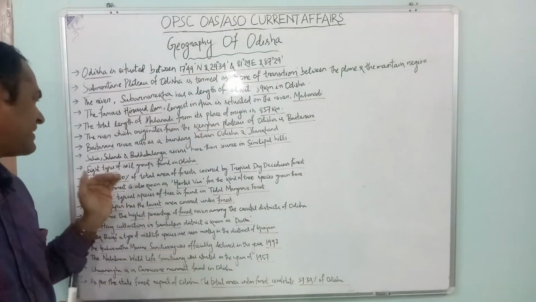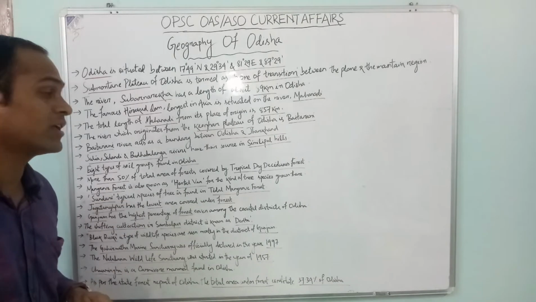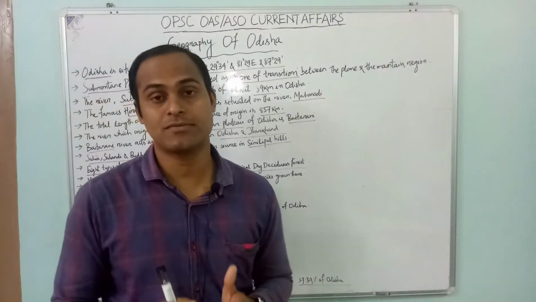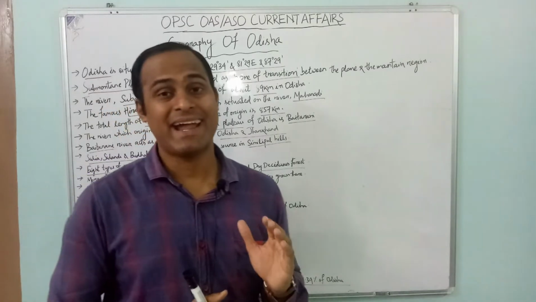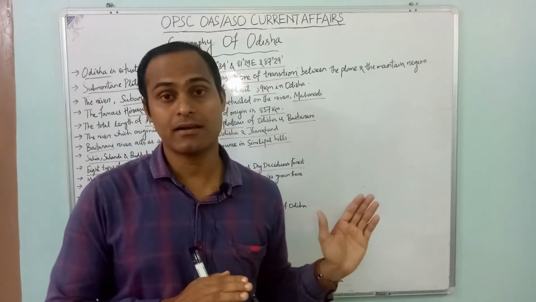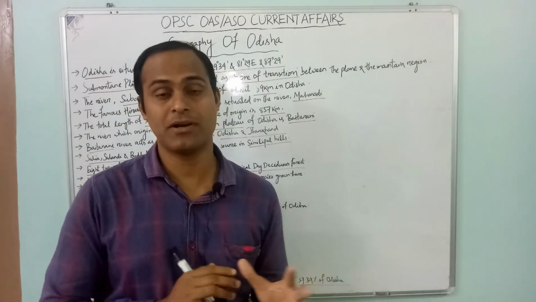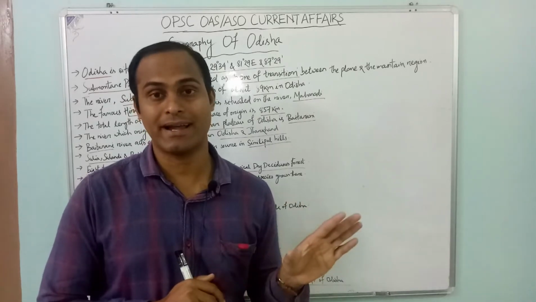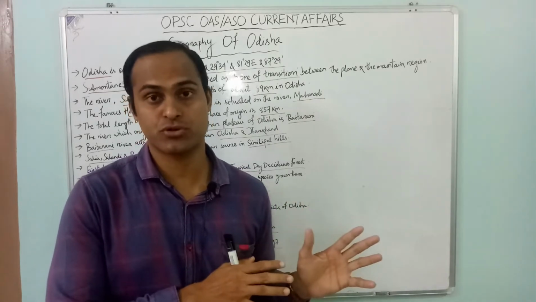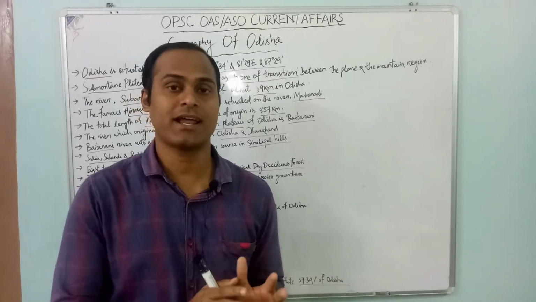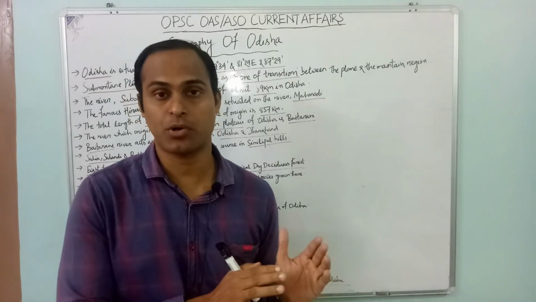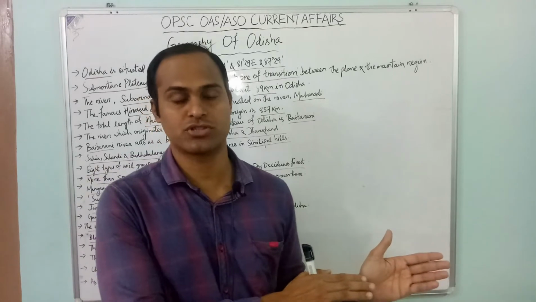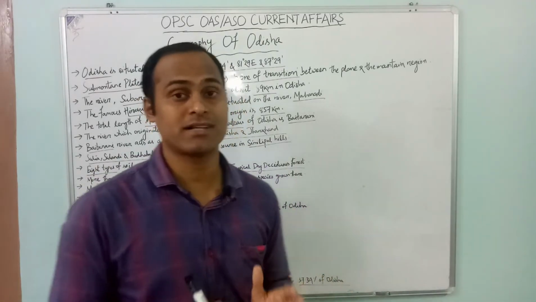Then after that, 8 types of soil groups are found in Odisha. How many types of soil are found in Odisha? 8 types. Odisha is rich in all the 8 types in different proportions. Some particular soils are in larger proportion and some are in lesser proportion. But 8 types of soils are there.